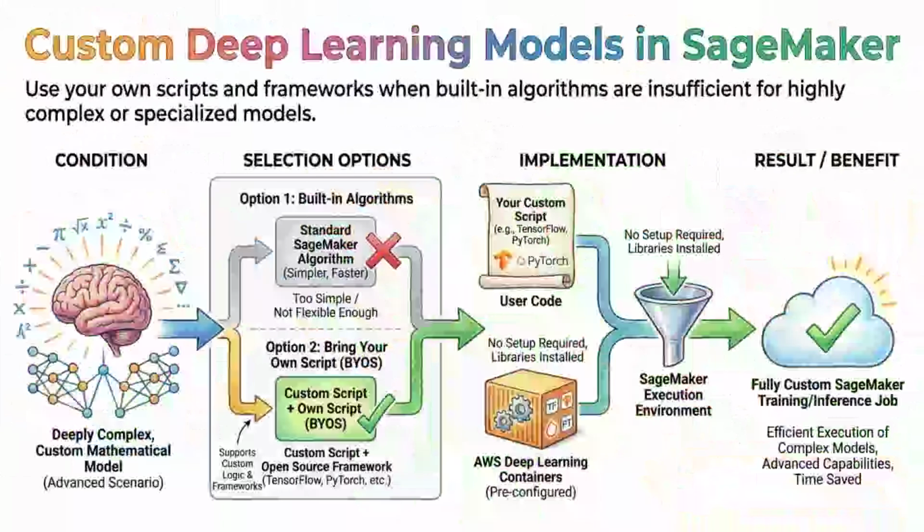While built-in algorithms are incredibly fast and easy, sometimes you need to build a highly custom, deeply complex mathematical model from scratch. For these advanced scenarios, SageMaker fully supports bringing your own custom scripts using popular open-source deep learning frameworks like TensorFlow and PyTorch. AWS provides special, pre-configured software containers that come with all the necessary deep learning libraries already installed, saving you hours of frustrating setup time. The exam wants you to know that while built-in algorithms are preferred for simplicity, SageMaker is perfectly capable of running any custom open-source framework you can possibly write.